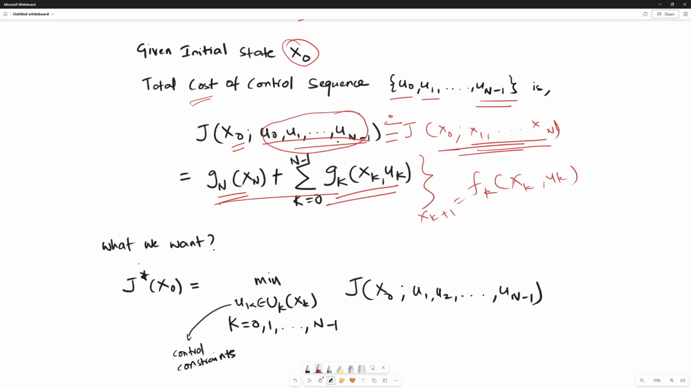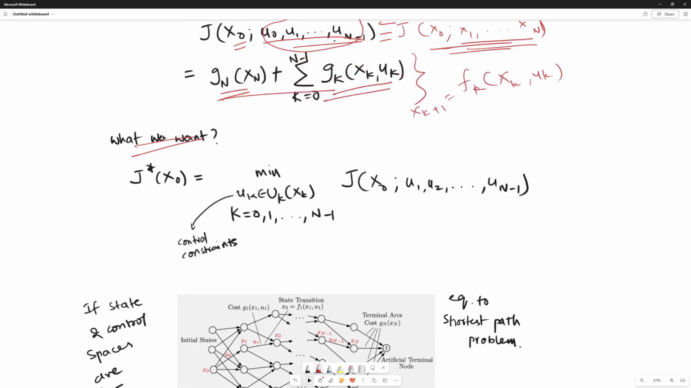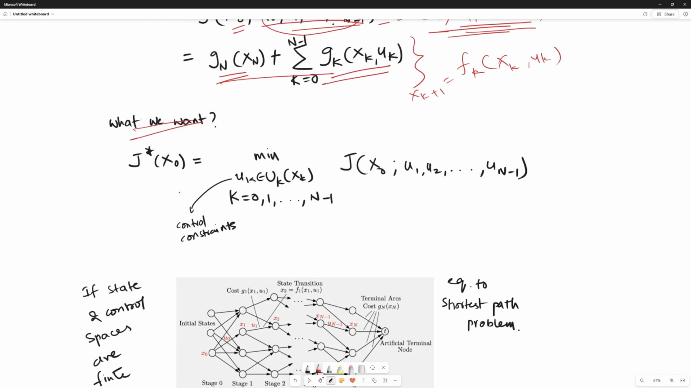Now what is the problem we want to solve, right? We want to get to the optimal cost, correct? This is the optimal cost. Optimal cost is denoted by J star of x0. So given an initial state, what I want is this function J star, that is the optimal cost function, that minimizes over all the control sequences that are possible, right?